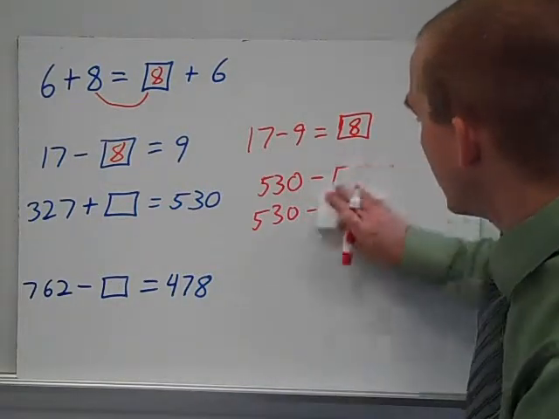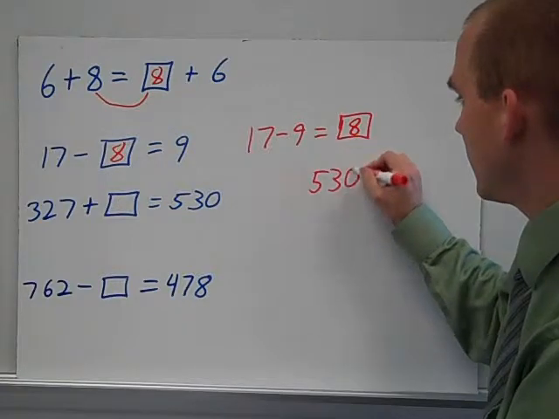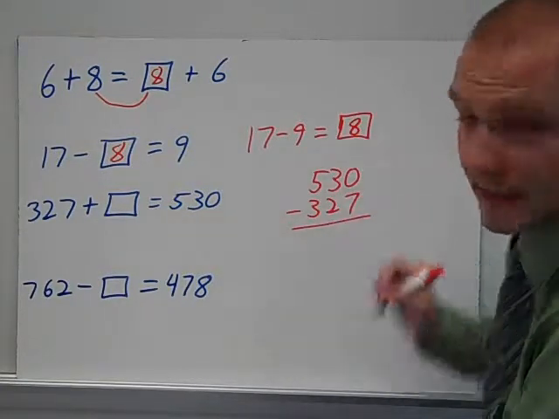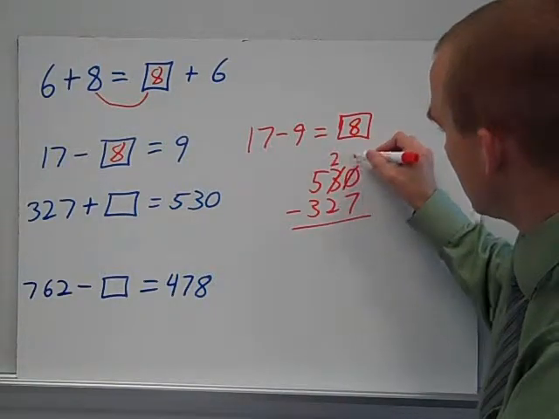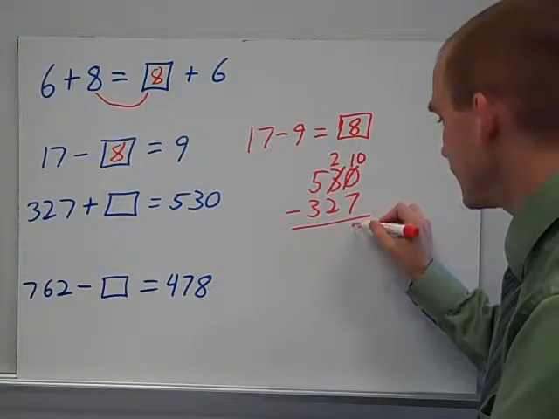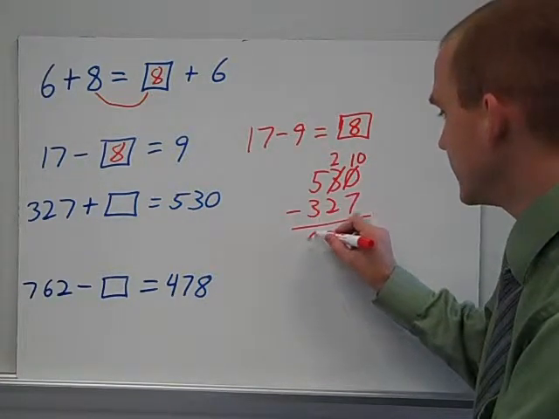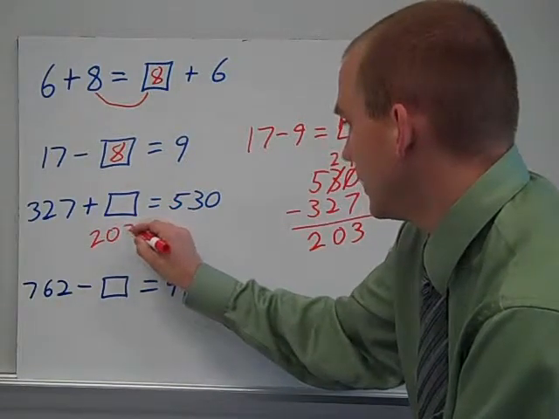530 minus 327. I'm going to erase so I have space to do it. 0 minus 7, I have to regroup. Take a 10. Now I have two 10s and 10 ones. 10 minus 7 is 3. 2 minus 2 is 0. And 5 minus 3 is 2. So the number that goes in the blank in this case would be 203.